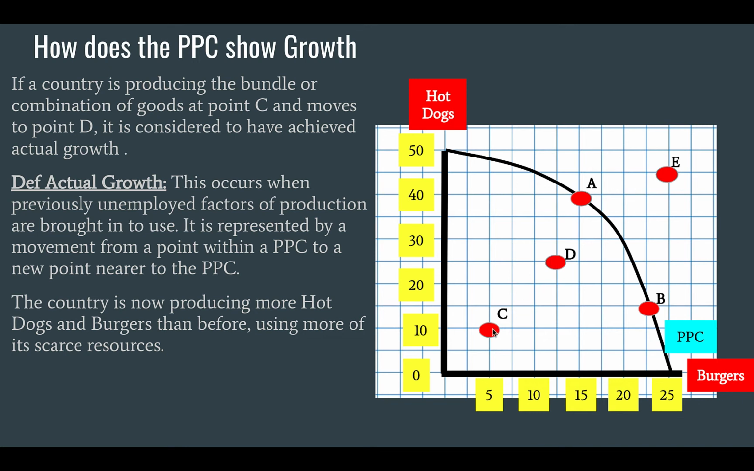And if we move from producing at point C to producing at point D, well, then we have had actual growth. We have had economic growth. So what's the definition of actual growth? This occurs when previously unemployed factors of production are brought into use. It is represented by a movement from a point within the PPC to a point nearer to the PPC. And as you can see, D is nearer to the PPC than point C. The country is now producing more hot dogs and burgers than they were before, using more of its scarce resources or using them more efficiently.